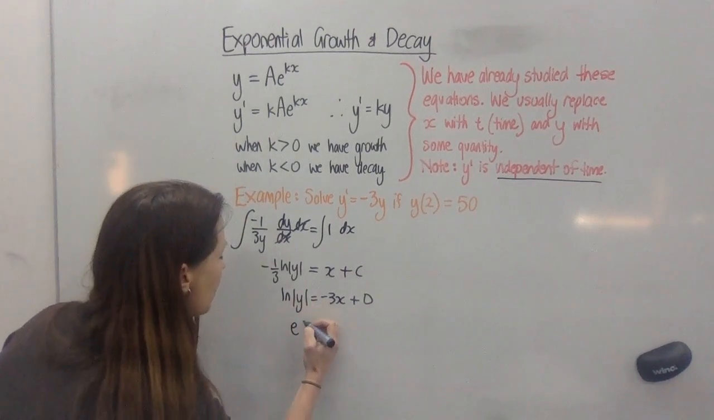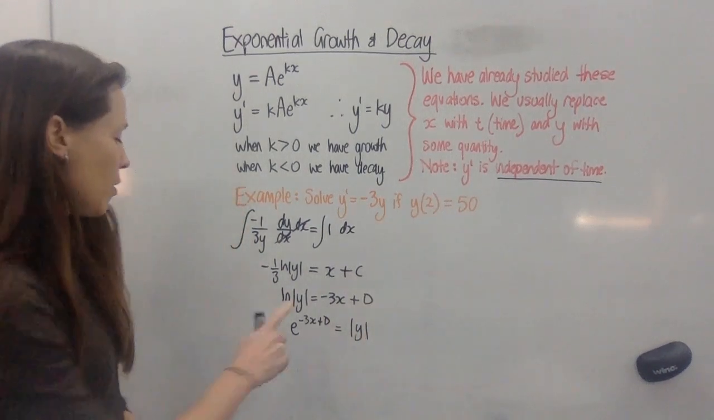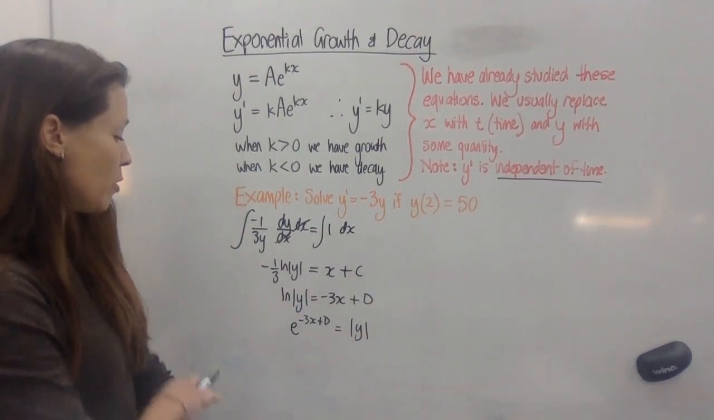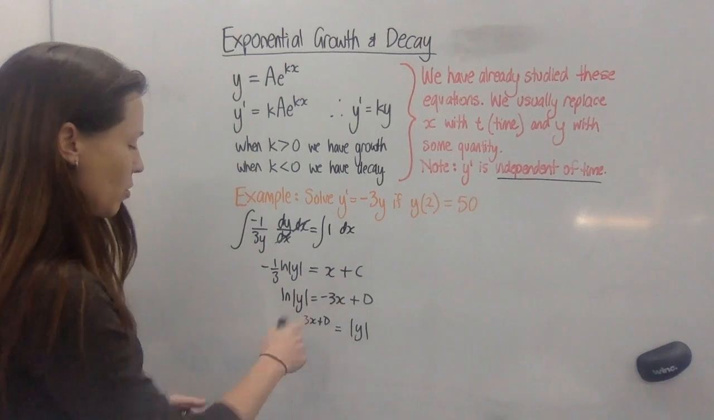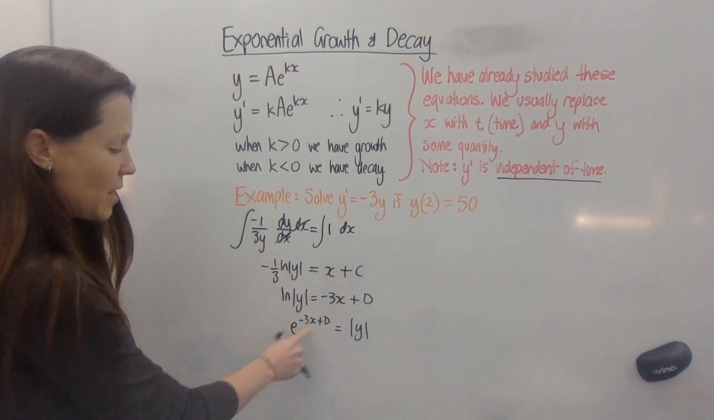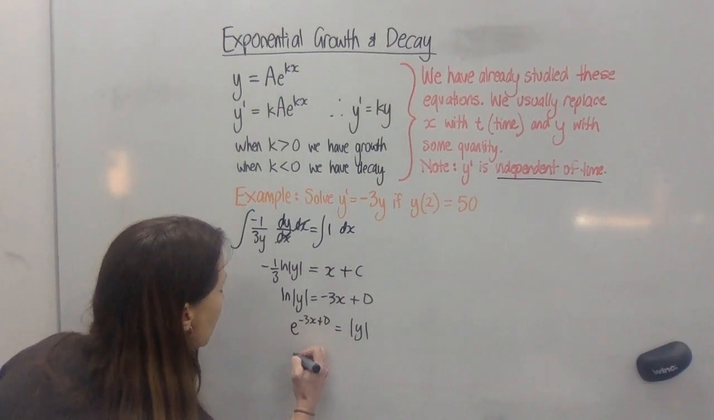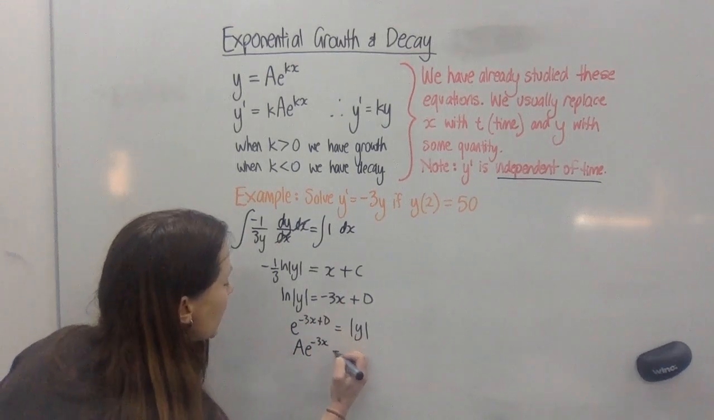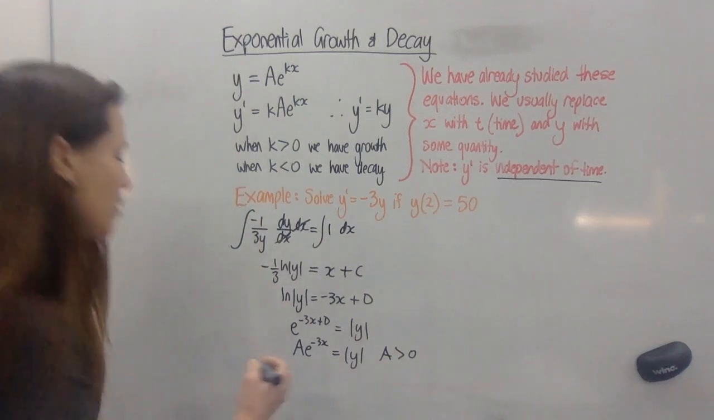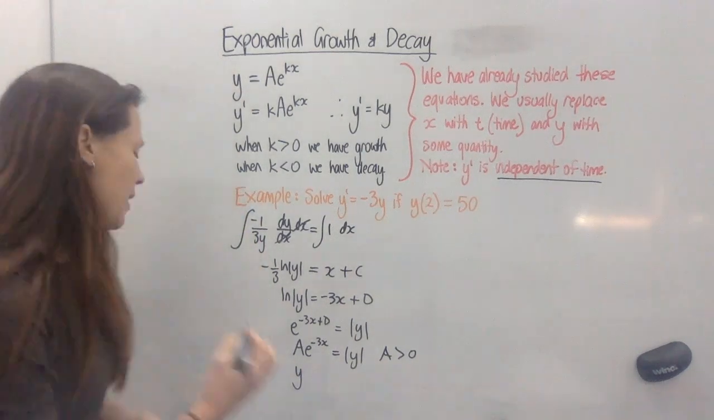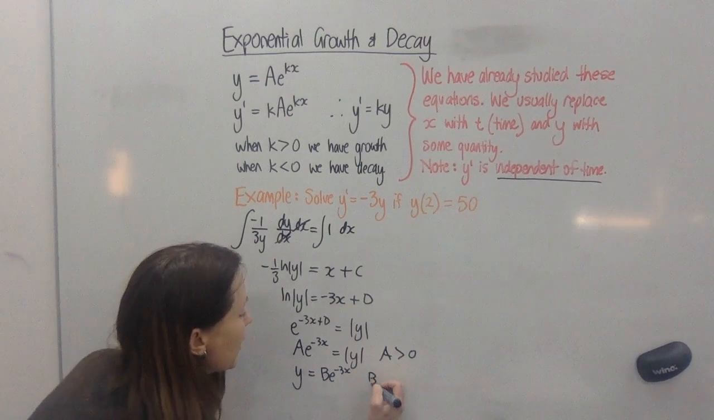And now we can say that e to the power of negative 3x plus d is equal to the absolute value of y. Now, we can do two things at once here if we're getting good at this. We need to drop our absolute value brackets around the y, but we also need to generate a constant here that stands for e to the power of d. Actually, we'll do it in 2 steps so that we're not confusing anyone along the way. So we can say that a e to the minus 3x equals the absolute value of y, where a is greater than 0. And now if we change it to just y instead of the absolute value of y, then we can change our constant from a to b, acknowledging that b is any real number.